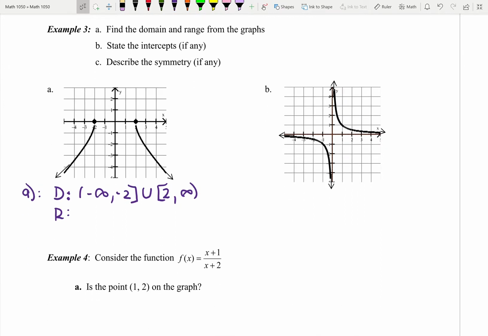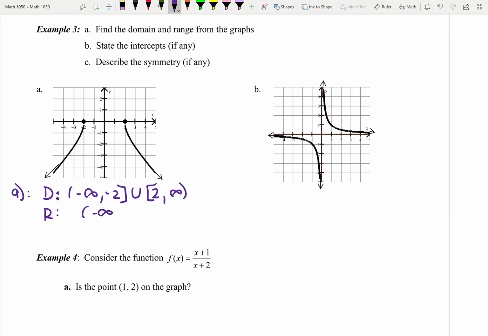Okay. Talk about range. Range is y. You start low. How low does that graph go? Forever, right? Negative infinity. And then it goes up to a 0, closed with a bracket.